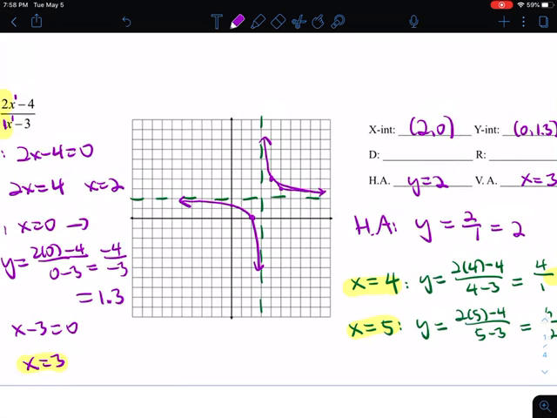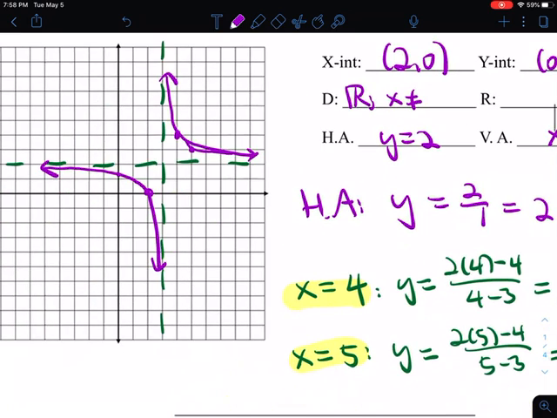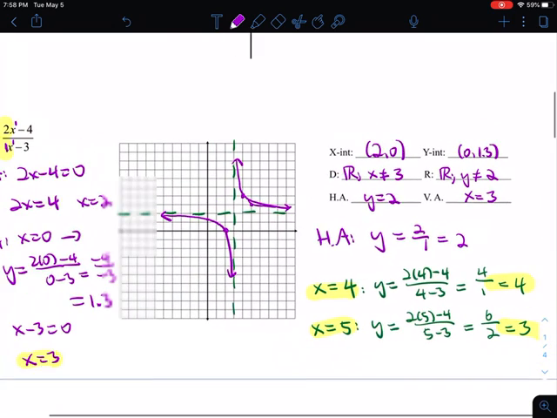Okay, so that's the point of picking these points, is if we're not sure where my graph is going to end up, then we can pick a point to help us determine that. And then lastly, the domain and range. So domain is all real numbers except x cannot equal 3. That's where my asymptote is. Range, all real numbers except y cannot equal 2. That's where my asymptote is as well.